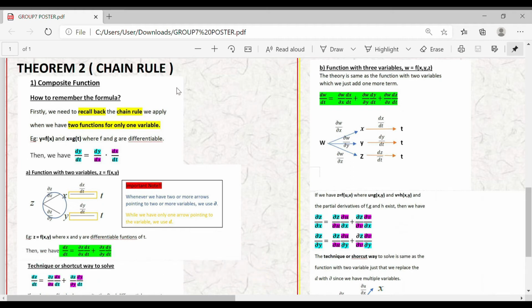So I'd like to introduce theorem 2, which is chain rule when we apply on composite function. So how to remember the formula? Firstly, we need to recall back the chain rule we apply when we have two functions for only one variable. For example, y equals f(x) and x equals g(t), where f and g are differentiable. Then we have dy/dt equals dy/dx multiplied by dx/dt.